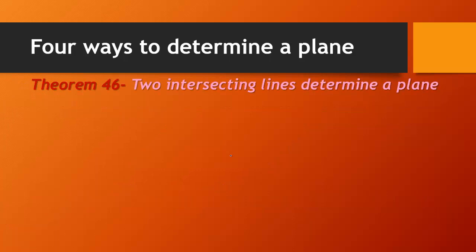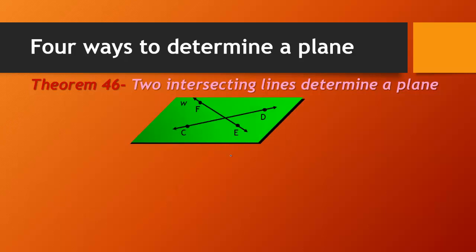Another way, two intersecting lines determine a plane. So if I have a plane and I've got these four points, but I connect them with lines, then the two intersecting lines would also determine a plane, because there's only one possible plane that could be determined by two intersecting lines. So keep that in mind.